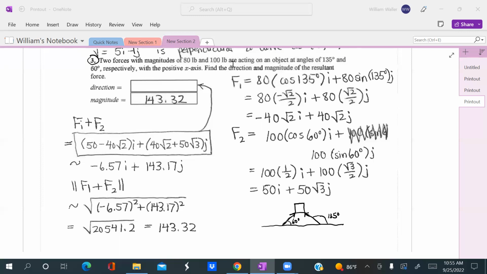So we have these two forces acting on objects at particular directions. So one of the forces is acting on the object at an angle of 135 degrees, and the other is acting on the object at an angle of 60 degrees. So I tried to draw a really crude picture of this situation. Look down here. This is pretty crude. So here's our object here.